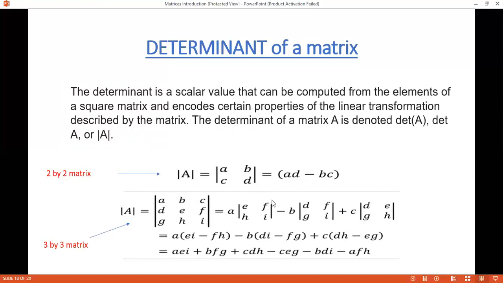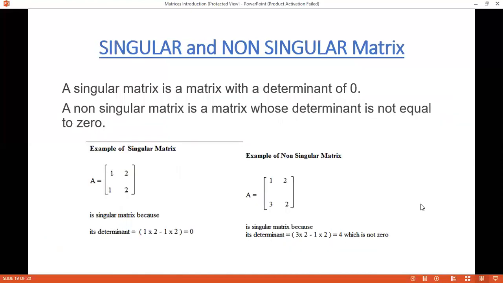Now another important convention is that the first element must be positive, then negative, then positive. So A must be positive, B must be negative, and then C positive. So then the same: EI minus FH, DI minus FG, and DH minus EG. Then also simplified, multiplied by A, B, and C, and we then get a reasonable answer. So this is the method to find the determinant of 3 cross 3 matrices.